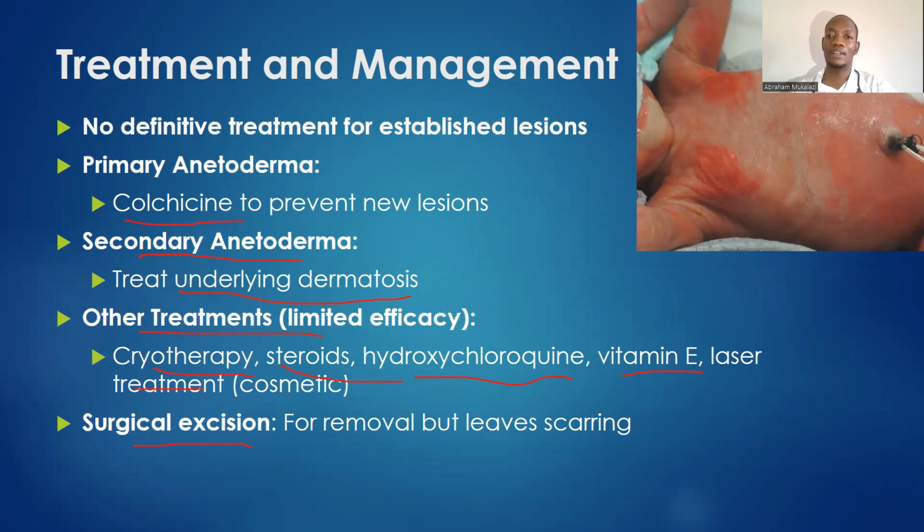So you can see in this picture, for example, we see this lax skin on the chest wall. We see the same picture here. So this is what we call anetoderma. And then you also see this wrinkling of skin almost all over the body of this neonate.